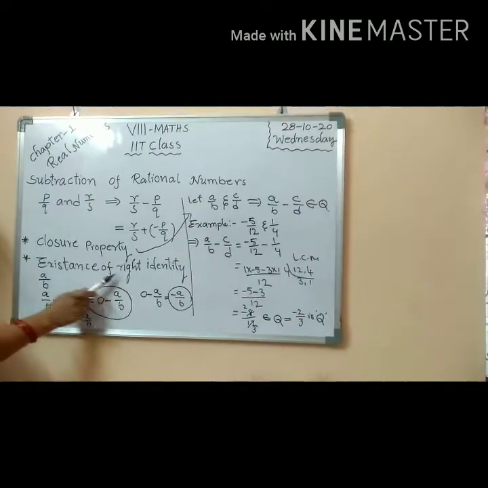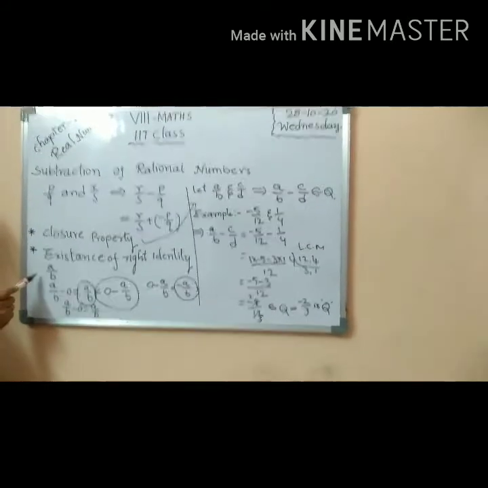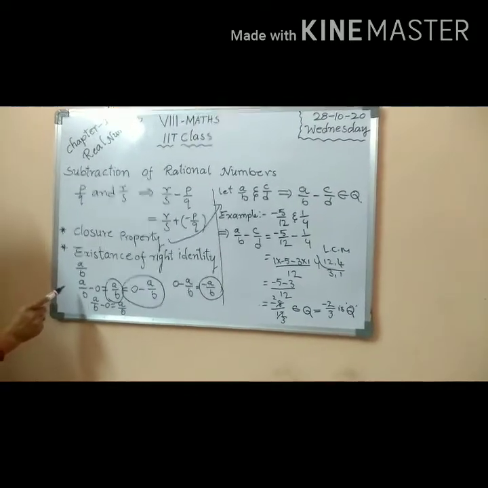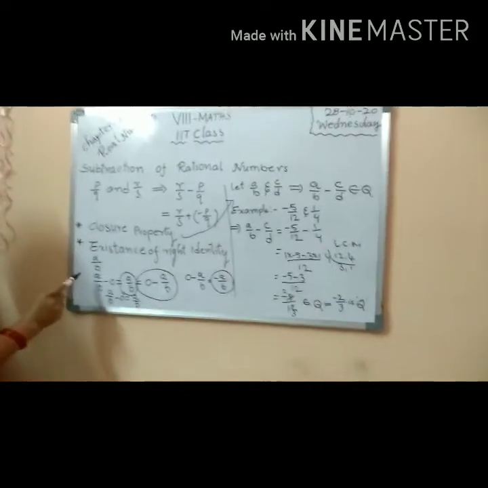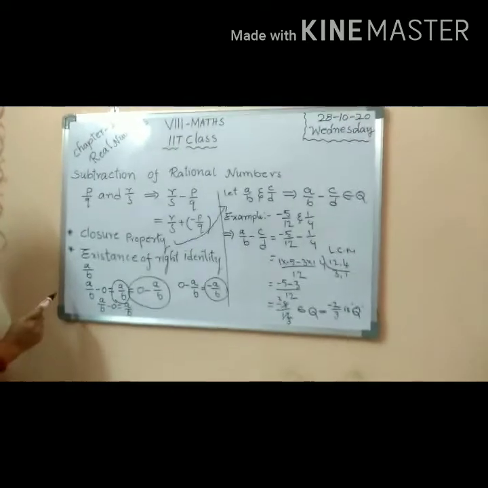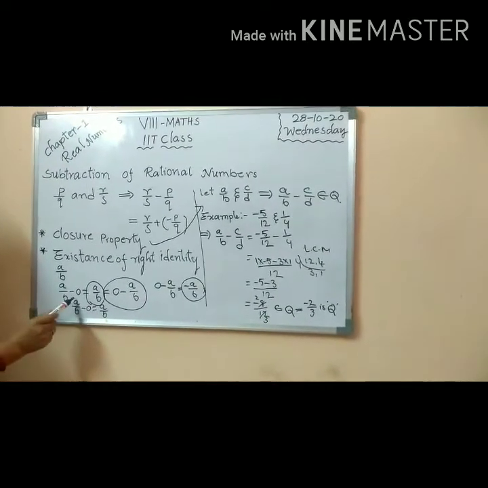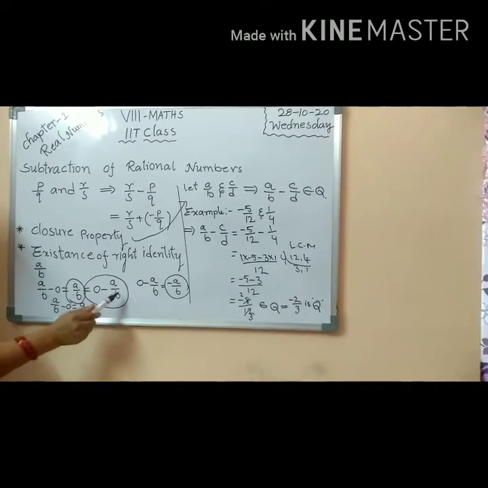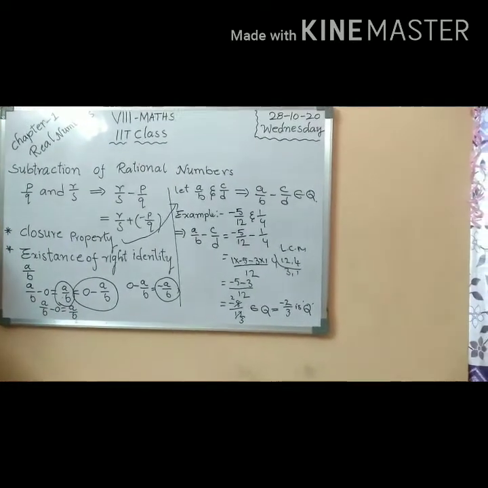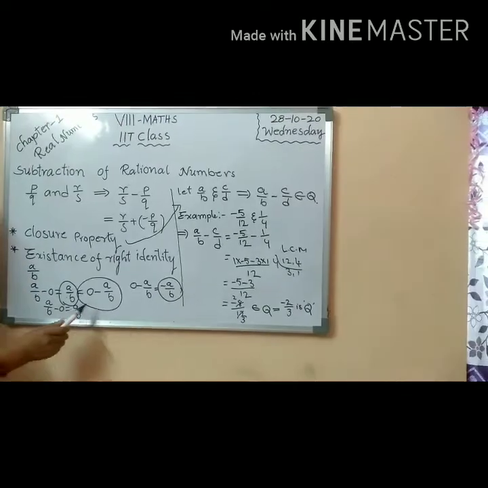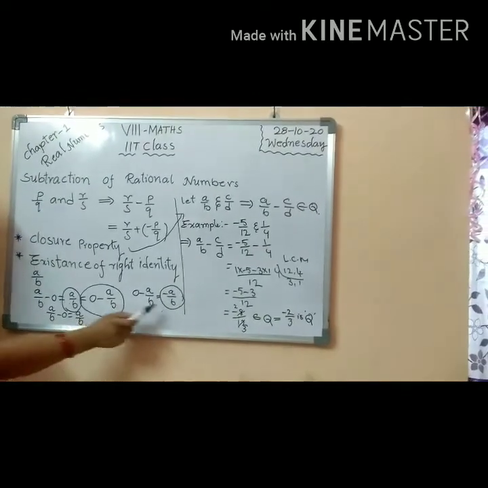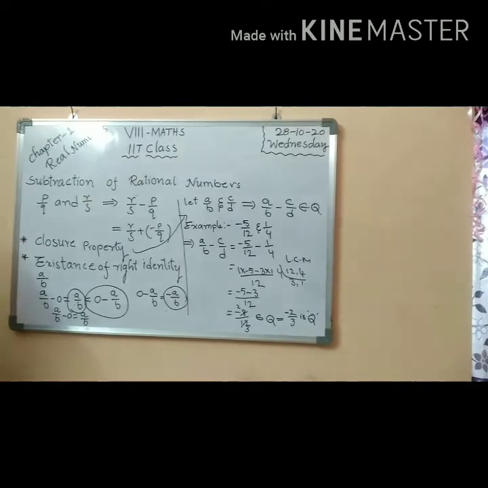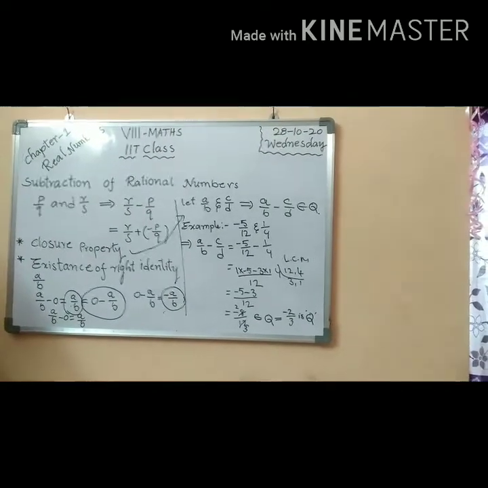Next is the existence of right identity. a by b is a rational number. In case of subtraction, a by b minus 0 is equal to a by b. But 0 minus a by b is equal to minus a by b, which is not equal to a by b. These are the properties under subtraction of rational numbers.